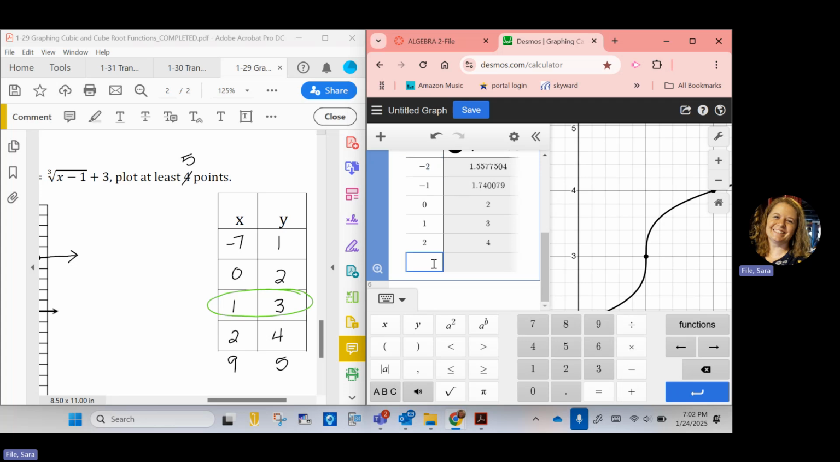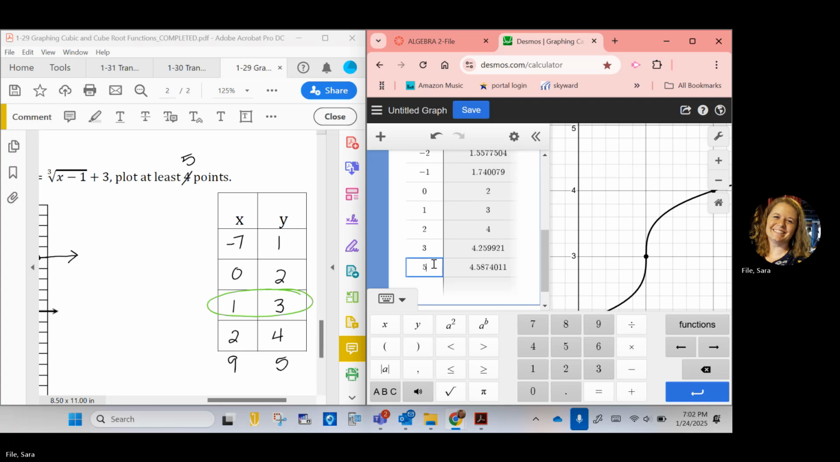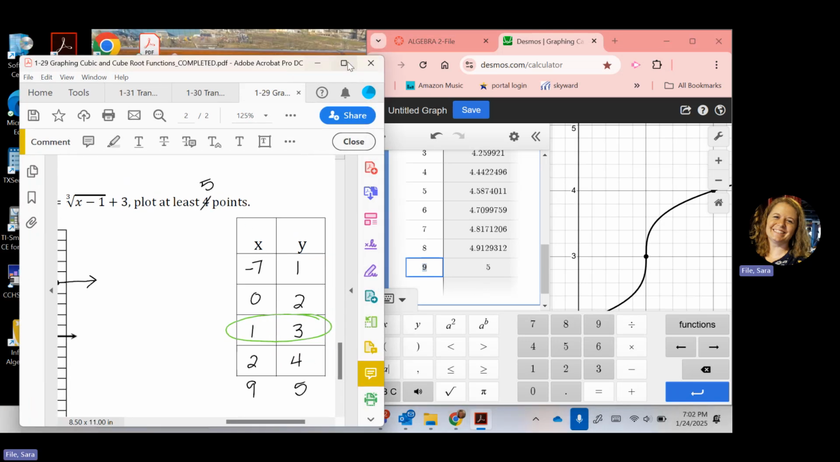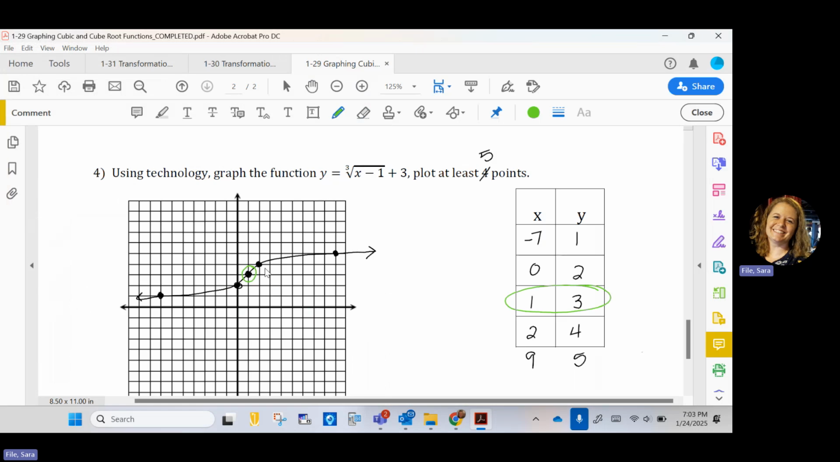So let's see how far we have to go. To 9. So that's where I got (9, 5). And then I did the same thing, and I just kept going backward till I got another integer value for y. And that took me to (-7, 1). So then I was able to plot all of those points and sketch my curve.